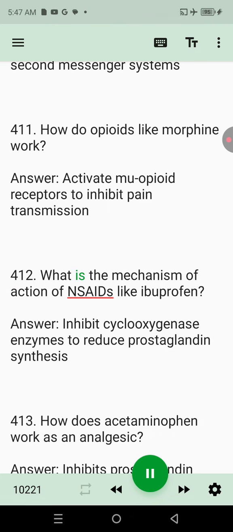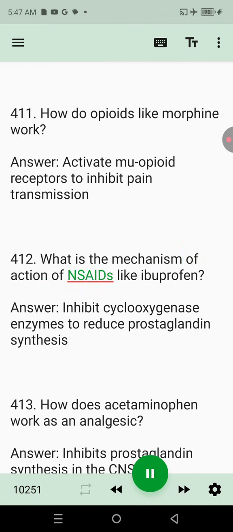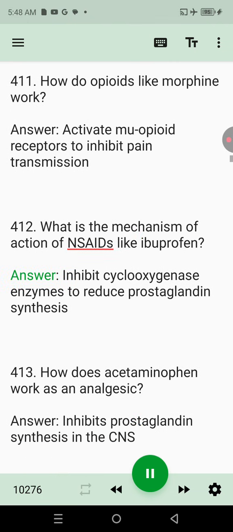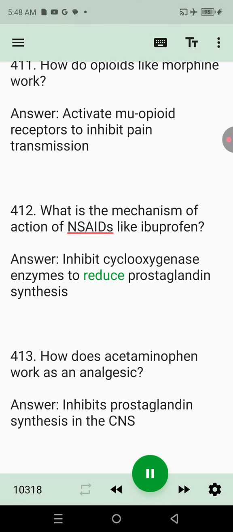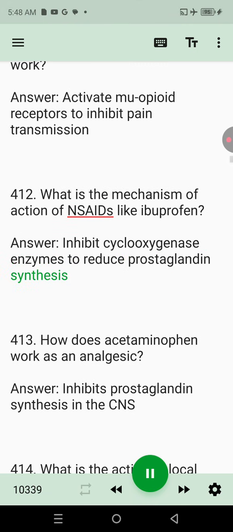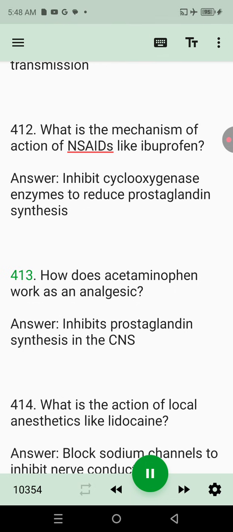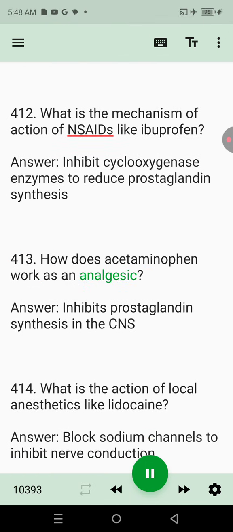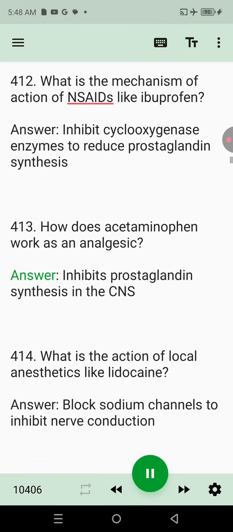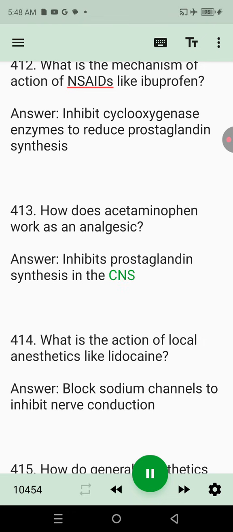412. What is the mechanism of action of NSAIDs like ibuprofen? Answer. Inhibit cyclooxygenase enzymes to reduce prostaglandin synthesis. 413. How does acetaminophen work as an analgesic? Answer. Inhibits prostaglandin synthesis in the CNS.